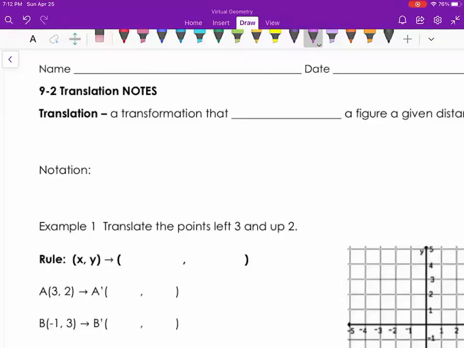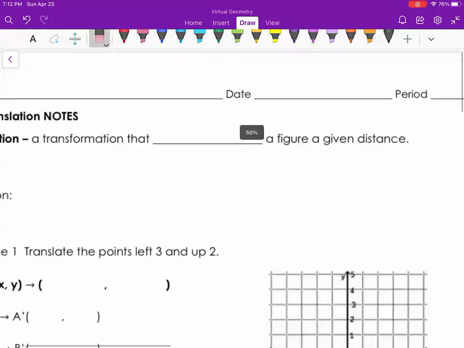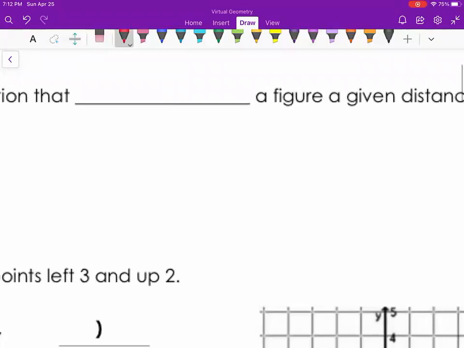All right, hi everyone. We're looking at our next kind of transformation, which is known as the translation, which specifically means this is a transformation that slides a figure a given distance. So this time our distance is going to be on our grid, and we're going to be going to the left, to the right, going up and going down.